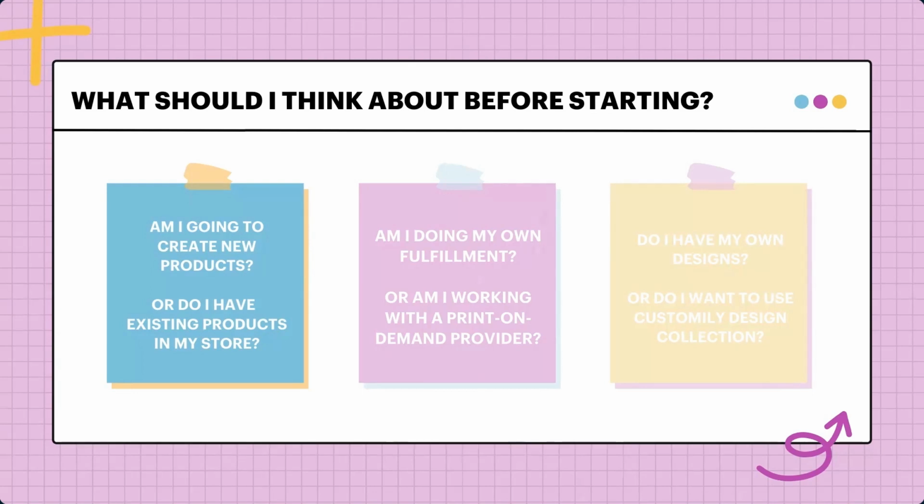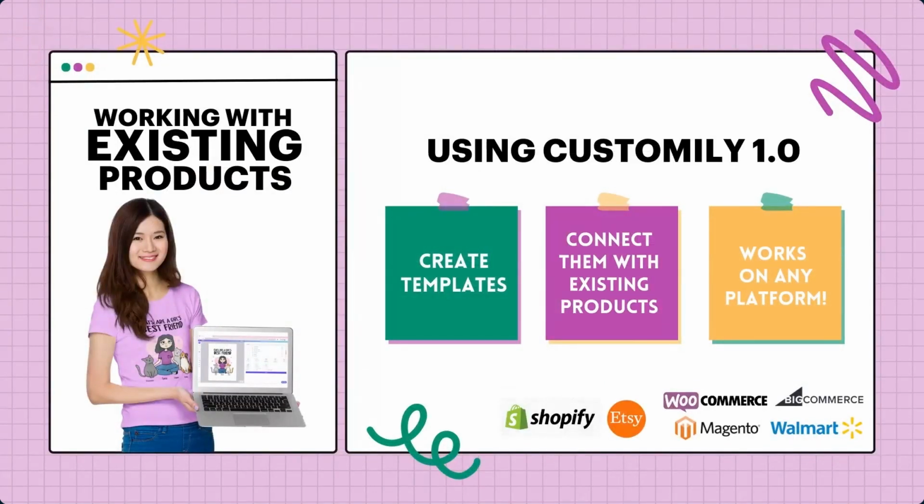If you're working with existing products, you will use what we call Customily 1.0. With this, you will be creating templates from scratch and then linking them to your existing products, all from the app itself. The options that your shoppers will use will be created automatically, so you don't need to worry about having to code anything. This direct way of using Customily is available for all e-commerce platforms that we integrate with, and you can see them on the slide, as well as any custom-coded store.